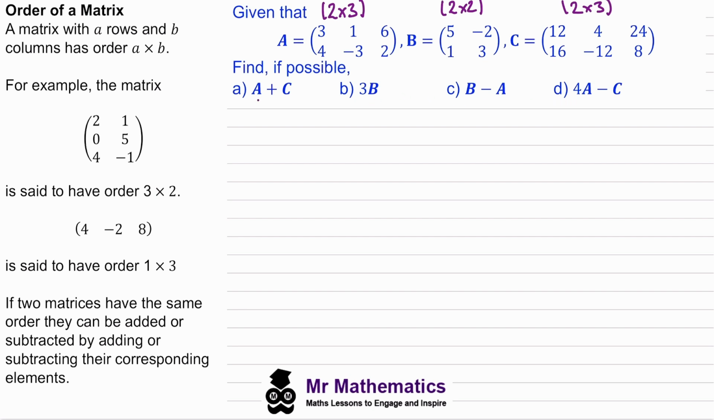Okay, so for question A, matrix A is 2 by 3, matrix C is also 2 by 3, so we can add them together. So we have 3, 4, 1 and negative 3, 6 and 2, plus matrix C: 12, 16, 4, negative 12, 24, and 8. Then all we need to do is add the corresponding elements in each matrix. So we'll add the 3 to the 12, which gives us 15. The 4 plus the 16 is 20.